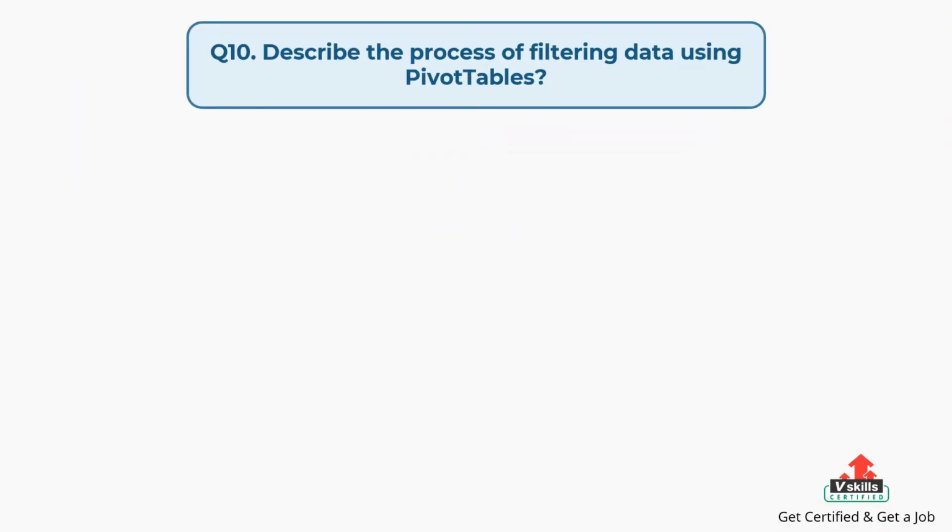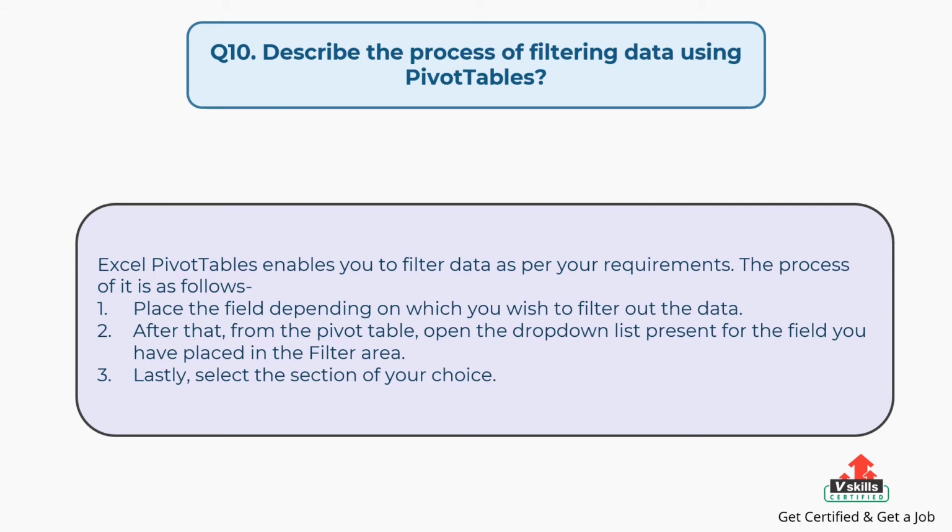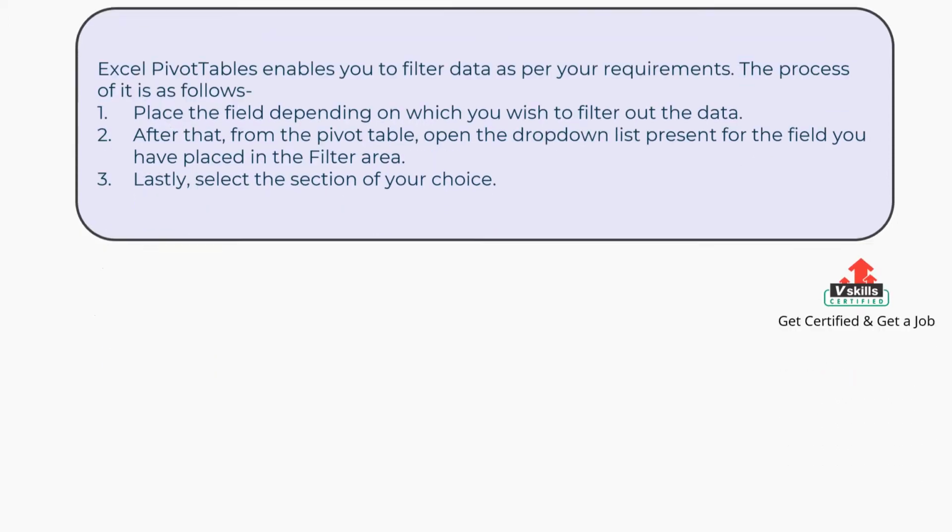Question number 10. Describe the process of filtering data using pivot tables. The answer is, Excel Pivot Tables enables you to filter data as per your requirements. The process of it is as follows. Place the field depending on which you wish to filter out the data. After that, from the pivot table, open the drop-down list present for the field you have placed in the filter area. Lastly, select the section of your choice.